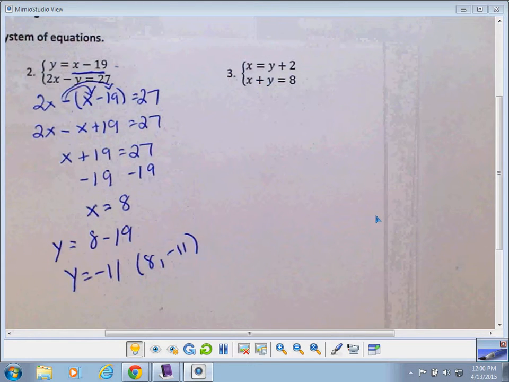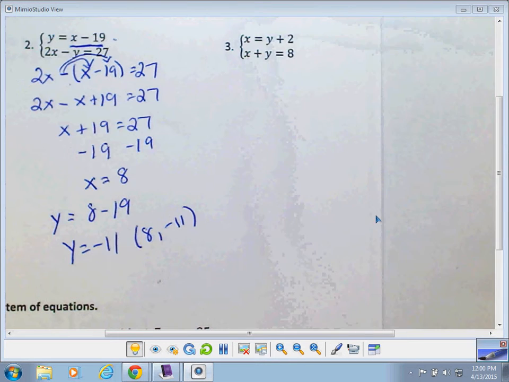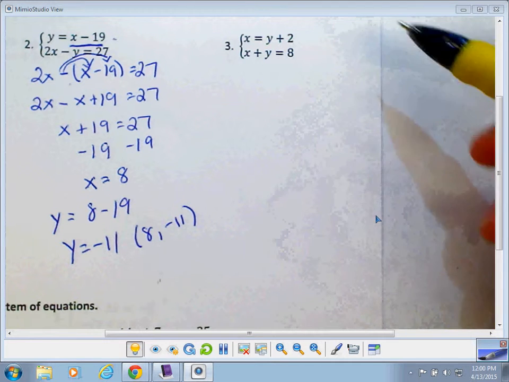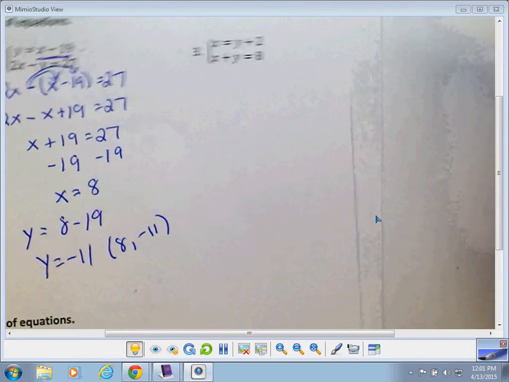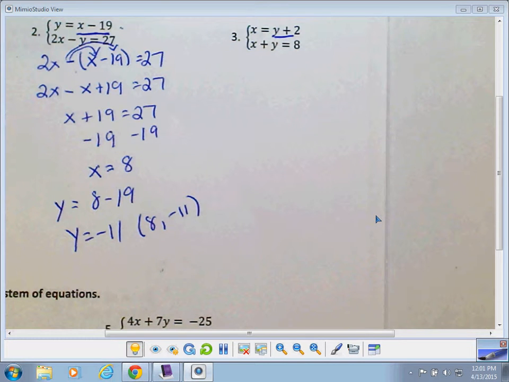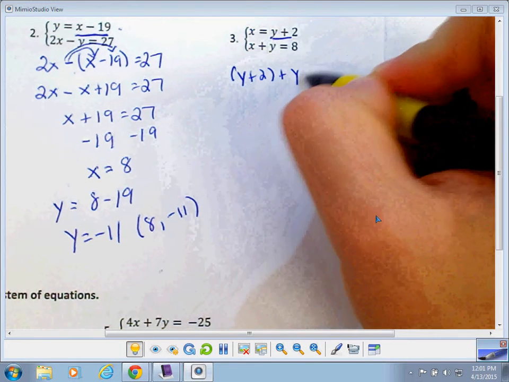Alright, let's look at this last substitution problem. The first equation has x by itself, so we're going to use that to substitute into the second equation. So it looks like x is equal to y plus 2. So wherever we see an x, we're going to plug in y plus 2. So we have (y plus 2) plus y equals 8.